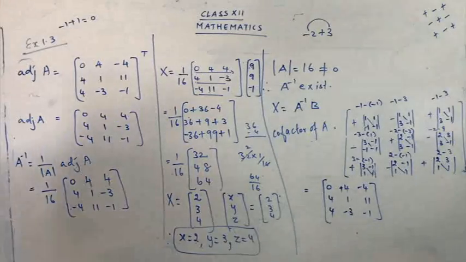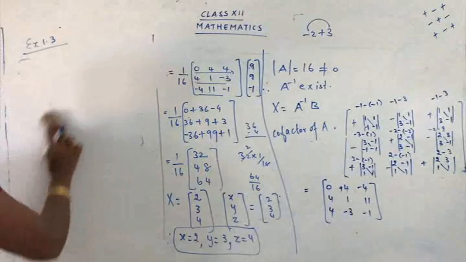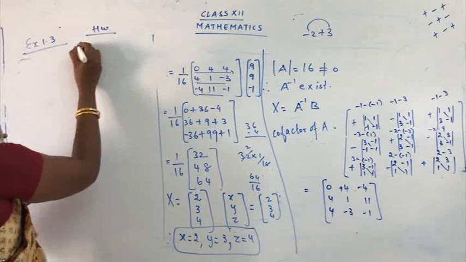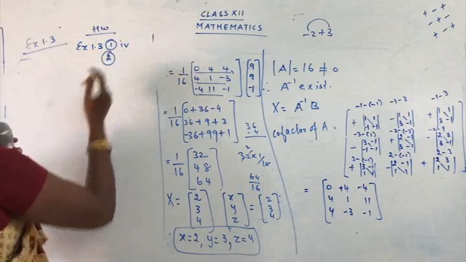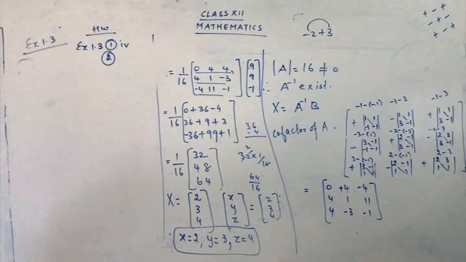So what's the homework here? Okay, so I'm just writing the homework part. Exercise 1.3 homework is exercise 1.3 sum number 1, fourth subpart, and also question number 2 is your homework. See here children, for question number 2, two matrices are given to you. Yes, A matrix and B matrix are given to you. You're going to find the products AB and BA and hence solve the equation. So they have given you one equation and you have to solve that equation.